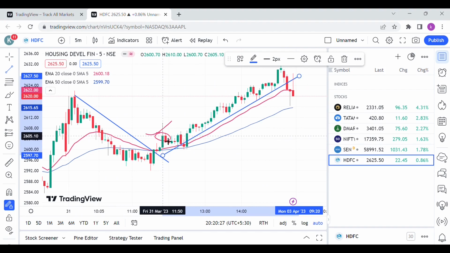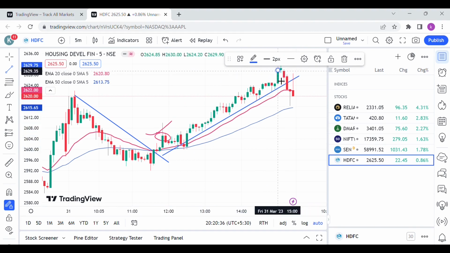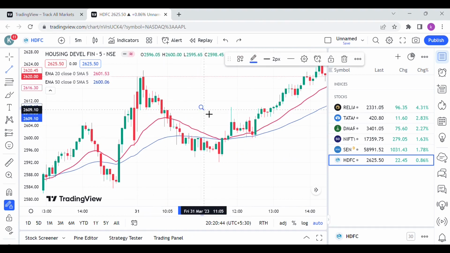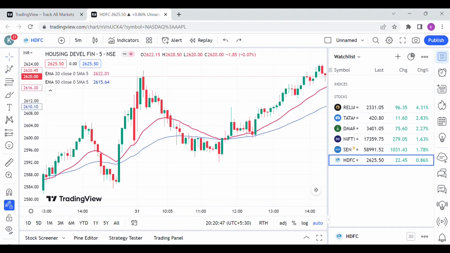See, this is how, if you buy here, what is the price here? 2604. So now the candle went till here, which is 2629. So 29 rupees has increased. This is how you need to spot the trends while trading. So this is, first of all, the basic understanding. You should know what green candles are and what red candles are.